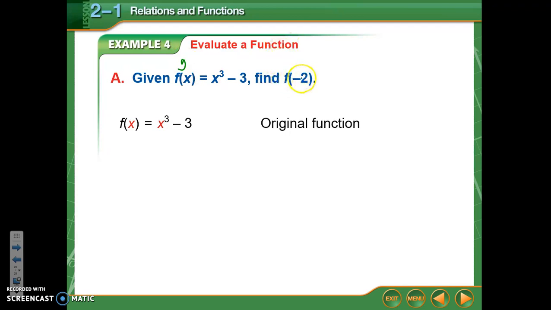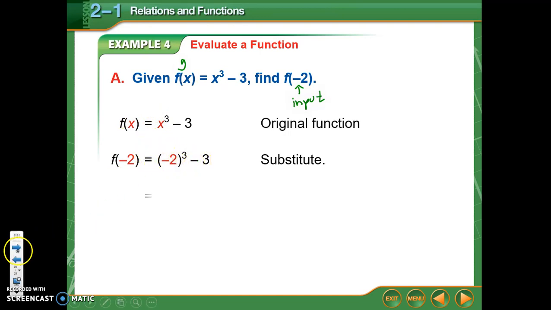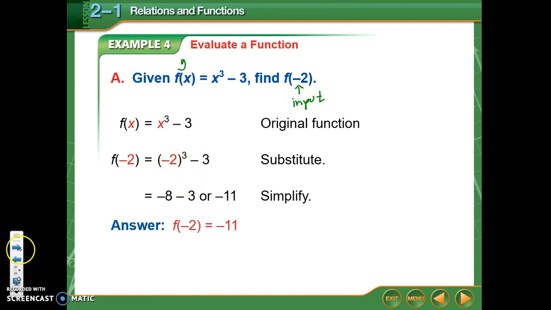We're going to find f of negative 2. Remember, what's inside the parentheses here tells me what my input is. So I'm going to plug in negative 2 for x. So f of negative 2 equals the quantity of negative 2 cubed minus 3. When I cube negative 2, I get negative 8. Negative 8 minus 3 is negative 11. So f of negative 2 equals negative 11. That means when I plug in negative 2, I get negative 11. That is an ordered pair on my function. The point negative 2, negative 11 has to be on my function.